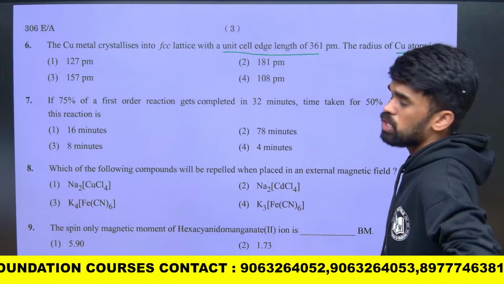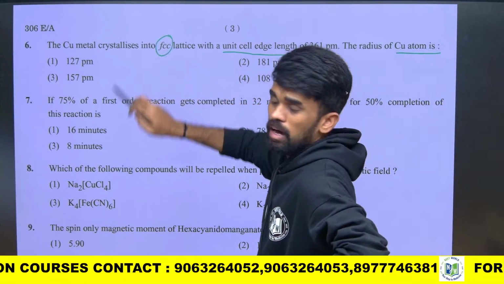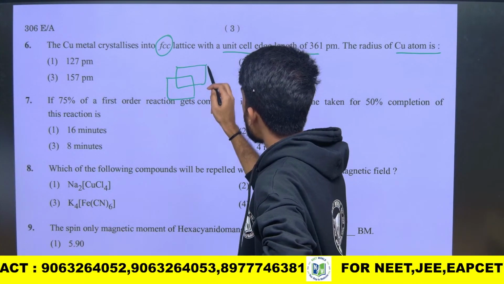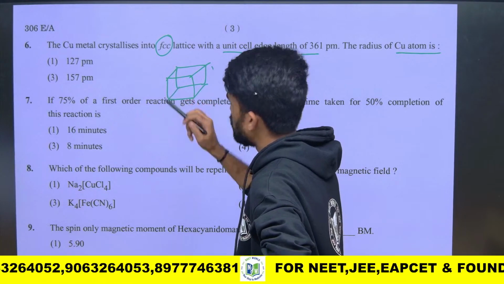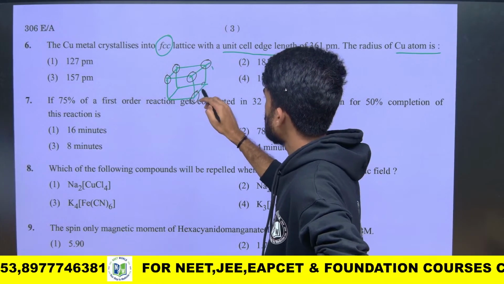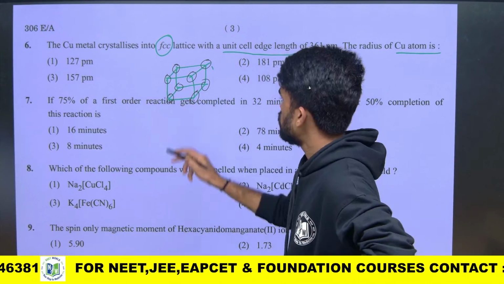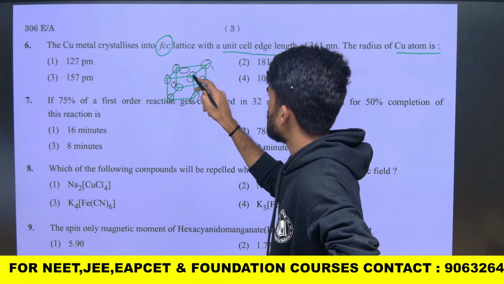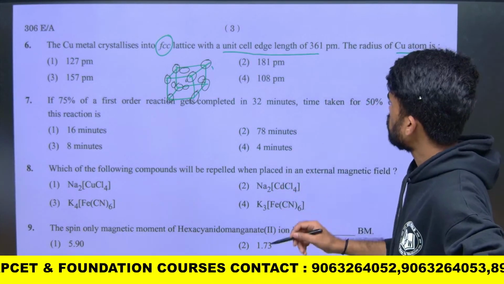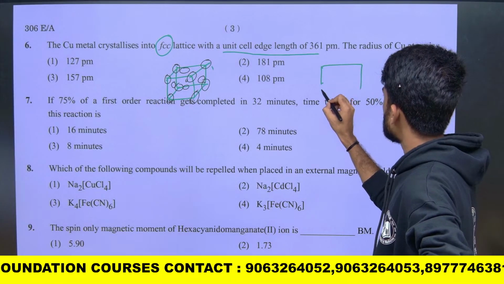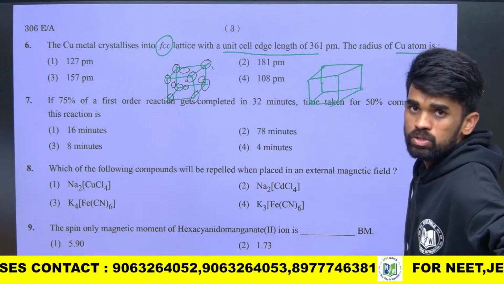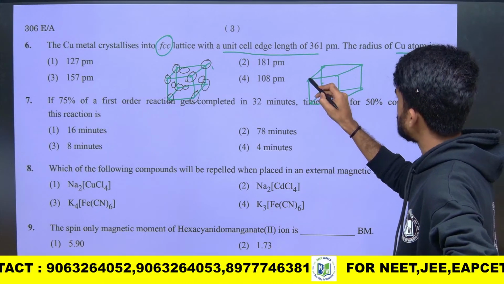FCC lattice means, how will the atoms be arranged? For a cubic unit cell, all the corners are occupied by one atom. So at all the corners there will be one atom, and in FCC there will also be face centered atoms. Each face has one atom. There are 6 faces, and on each face there is one atom. Now you need to understand that. If you take the same cube in this manner, let us say this is the top face I am taking.